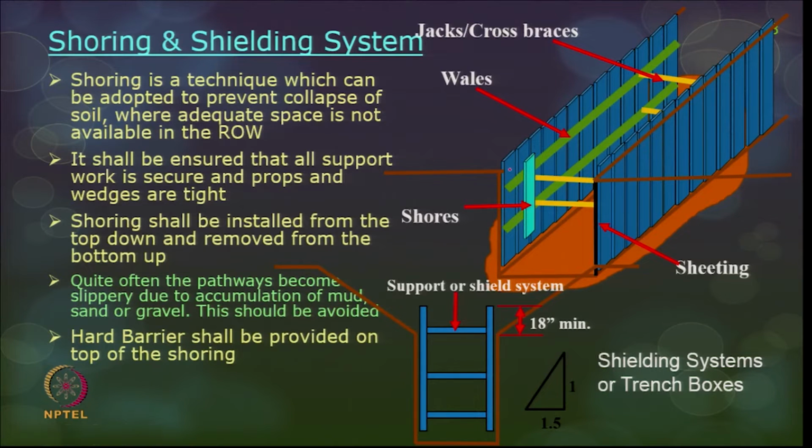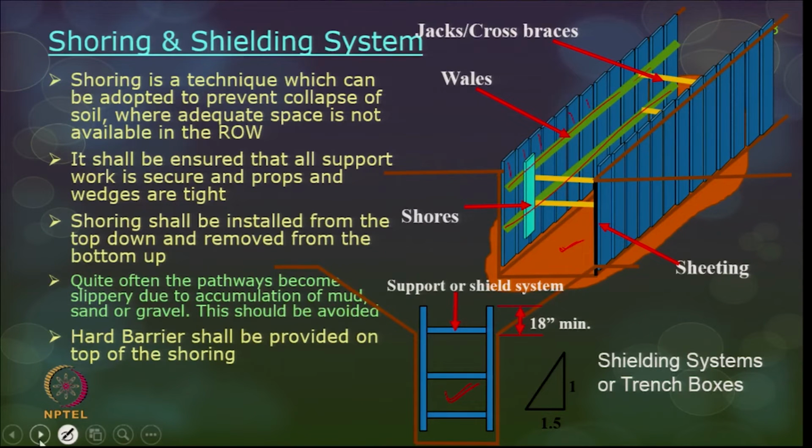Actually, you have vertical panels like this, and you have horizontal panels here. These vertical panels are called sheeting, the horizontal ones are called wales, and there are a lot of cross braces also to maintain the distance between the vertical sheeting, and there are a lot of shores through which the braces are handled. This is primarily called a shoring system, and this is a picture to show the trench boxes or the trench shields.